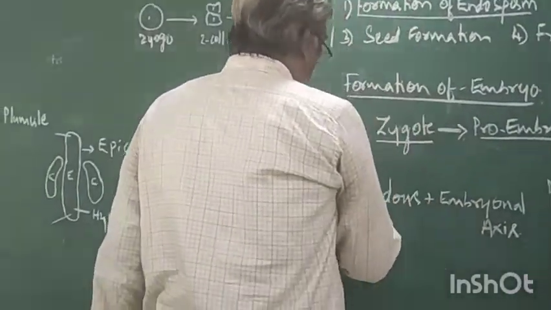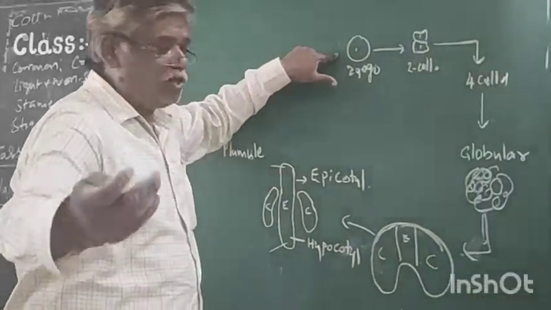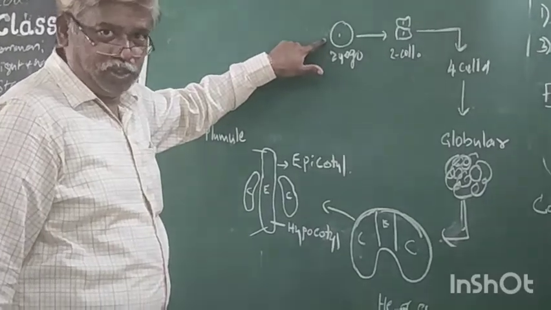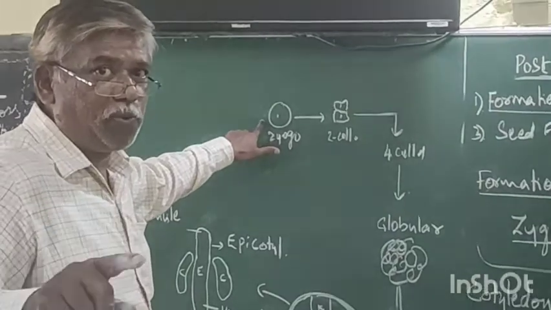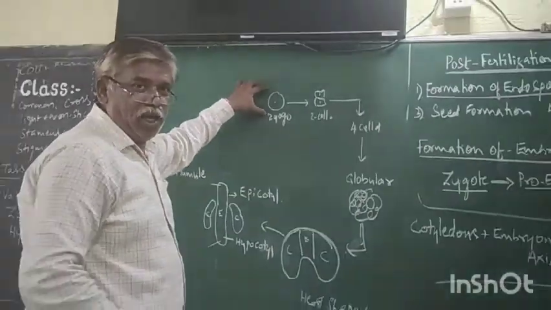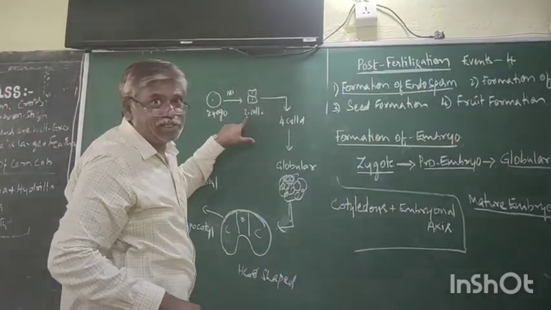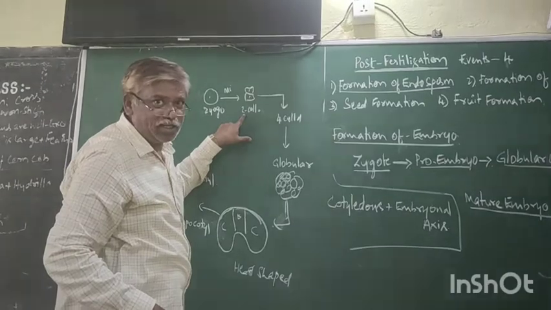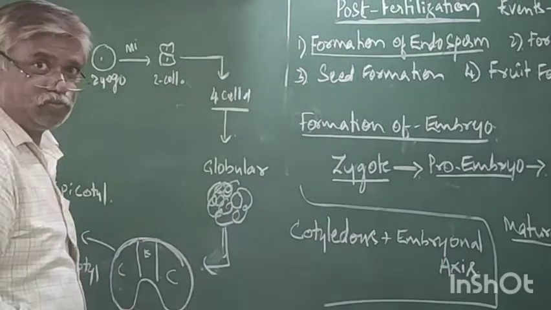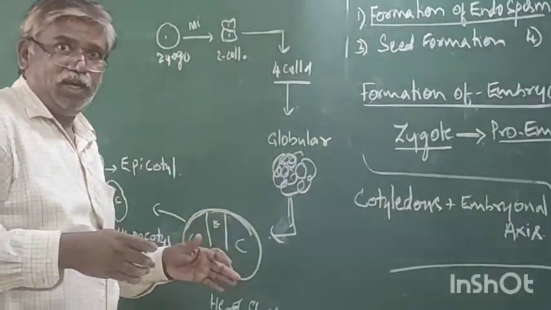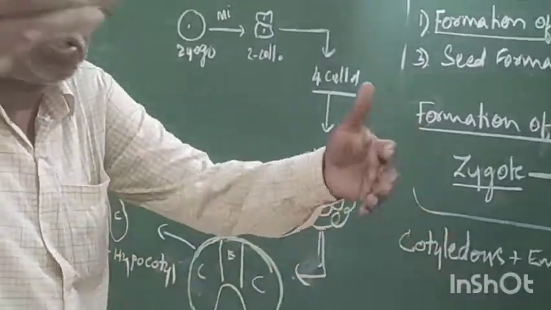Right. Now, suppose you see it is a zygote. What is the level of the zygote? It is a cell, diploid. It undergoes mitosis and becomes two cells. Again, the two cells undergo another mitotic division and form 4 cells. Like this, the zygote undergoes repeated mitosis and forms a group of cells.